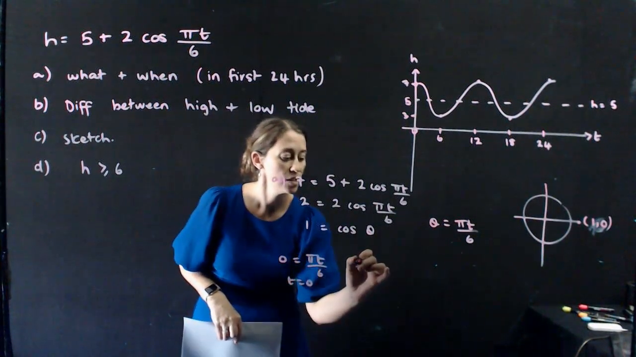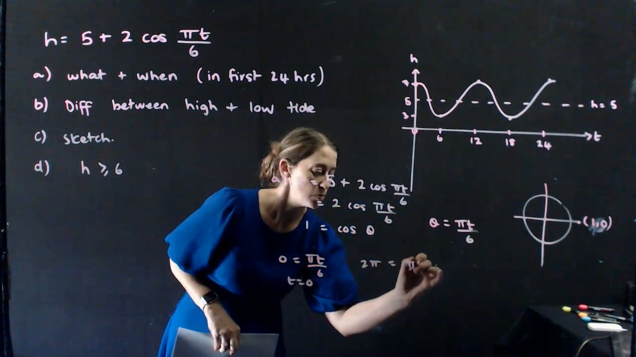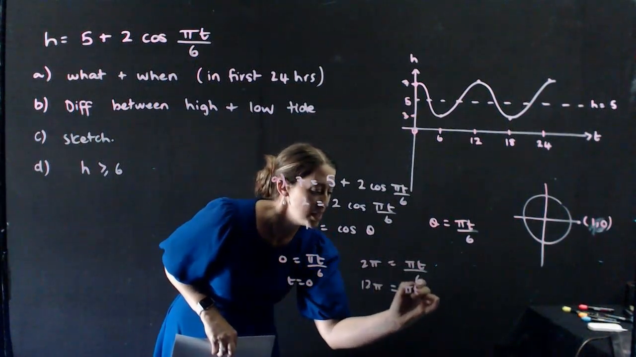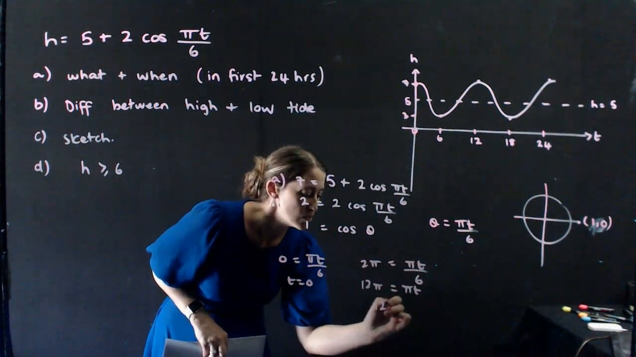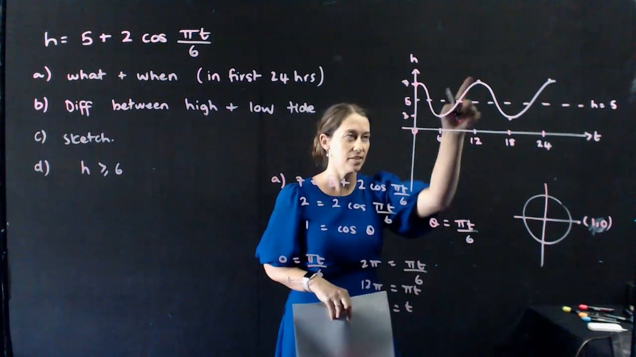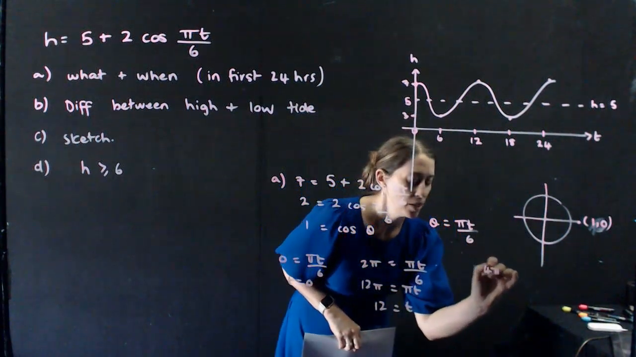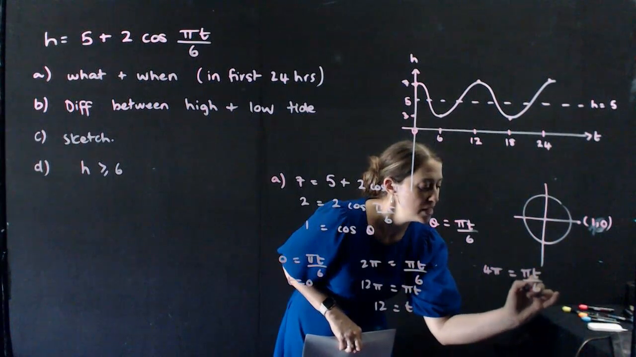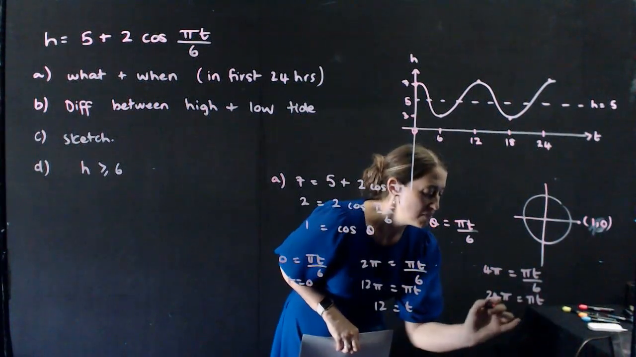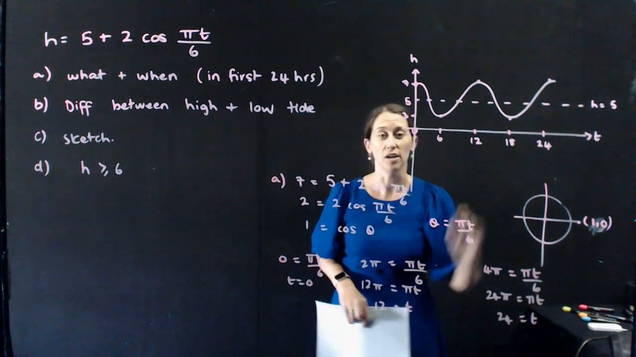The second one I said was 2 pi. So 2 pi is equal to pi t over 6. Solving that, 12 pi equals pi t. Divide by pi, t equals 12. So 12 hours is the next time, which we can see from the graph. And then the last solution was 4 pi. So 4 pi is equal to pi t over 6, 24 pi equals pi t. So therefore, t equals 24, which is what we can see from the graph.